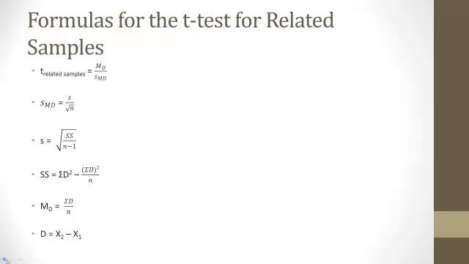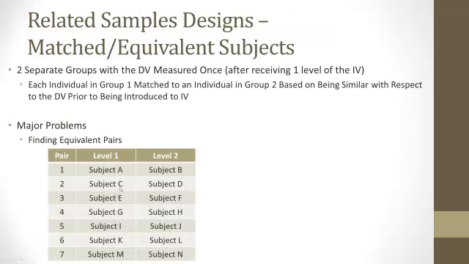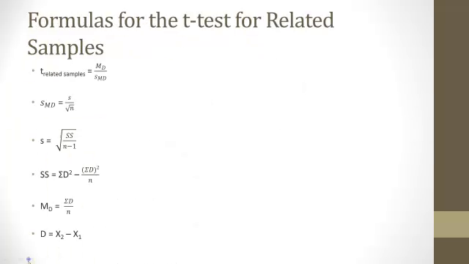And the reason that we don't count each one of these people as a unique person and say, oh, we have 14 people in this study, is because remember, we're treating, in this case, subject A and subject B as the same person because we matched them on something that's very relevant to the dependent variable ahead of time. So we're essentially treating them as the same person.